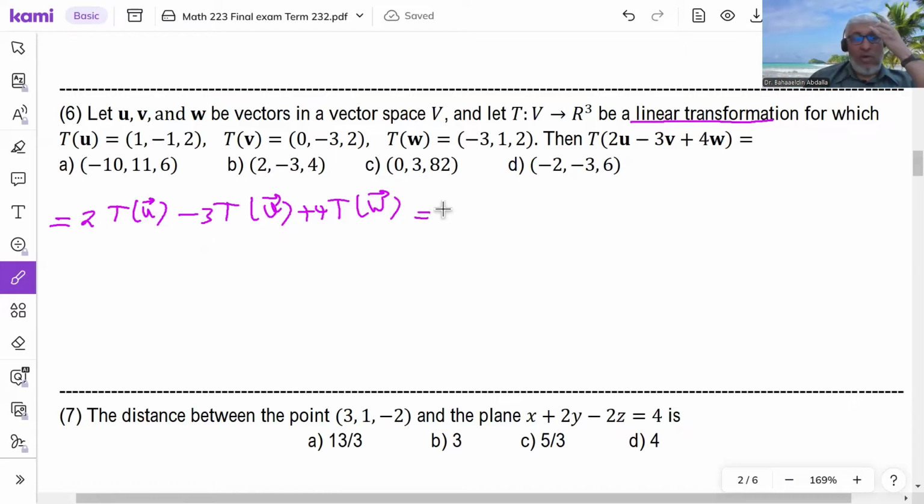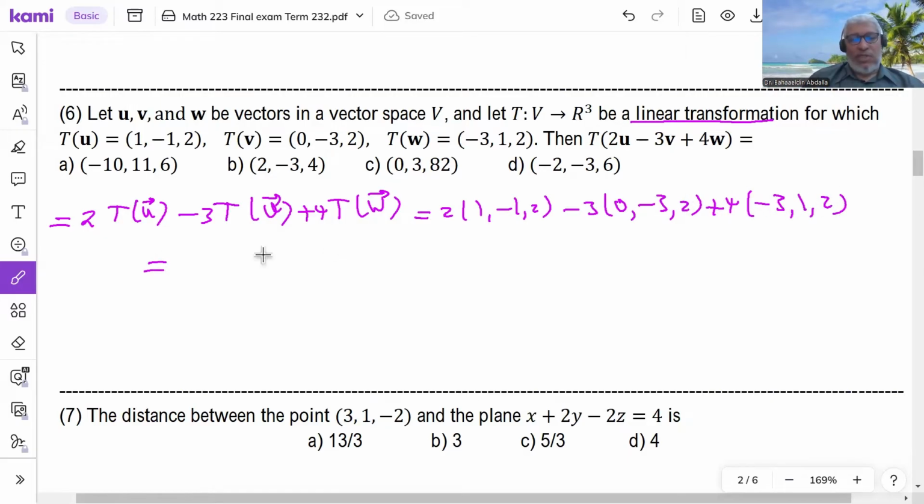Well, this means 2 times TU, which is given as (1, -1, 2), minus 3 times TV, which is given as (0, -3, 2), plus 4 times TW, which is given as (-3, 1, 2). So the answer is (2, -2, 4) plus, I'll multiply the -3 inside: -3 times -3 is 9, -3 times 2 is -6, and okay, multiply the 4: (-12, 4, 8).